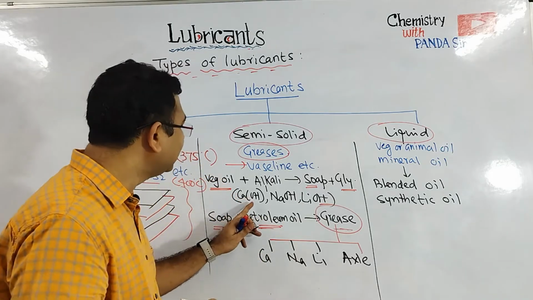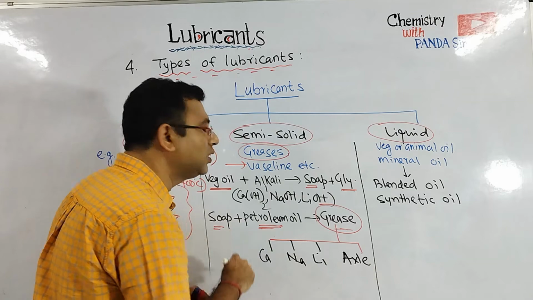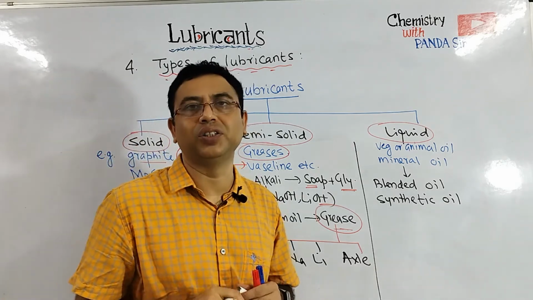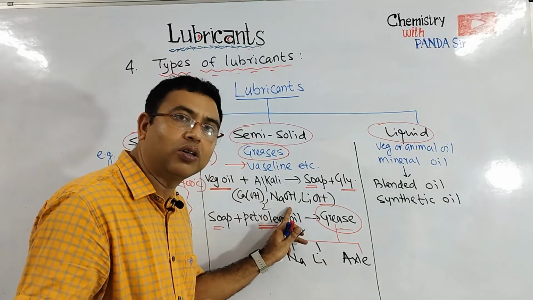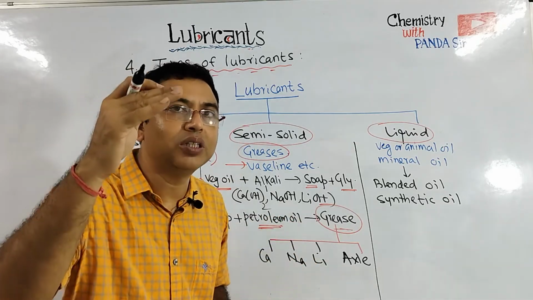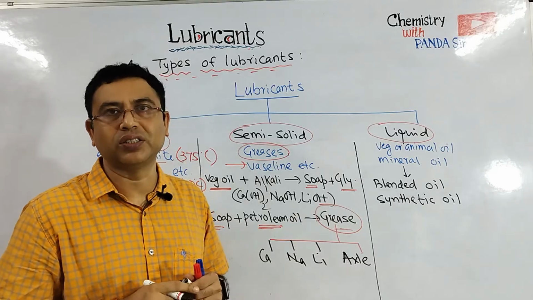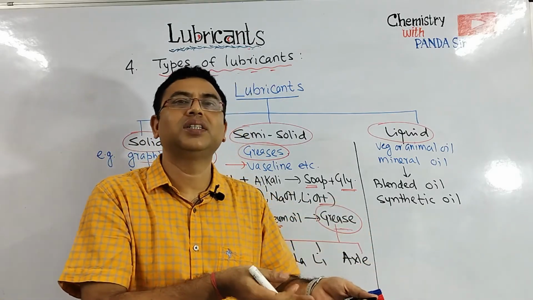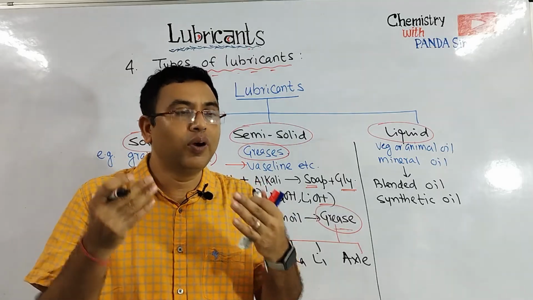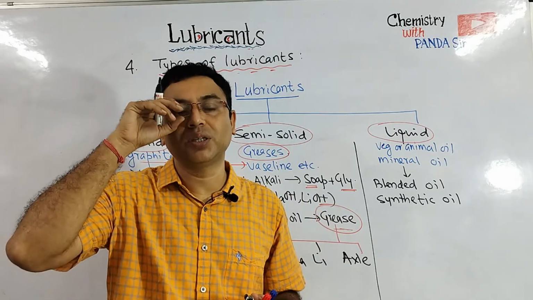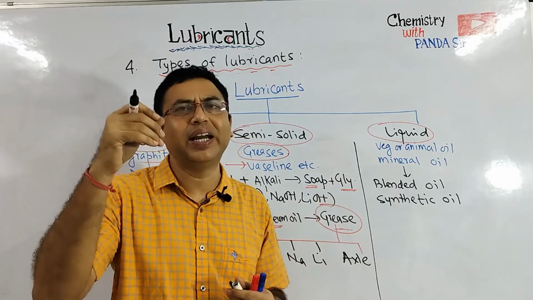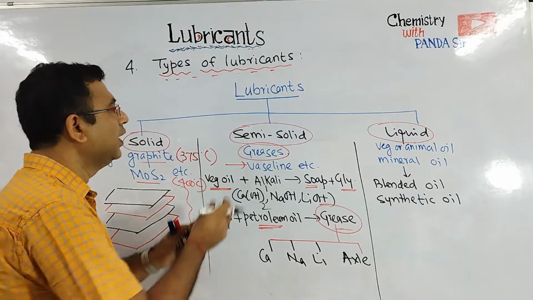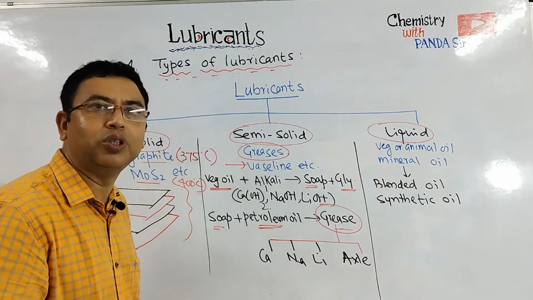If I am using calcium hydroxide as the alkali, calcium will give you very good water resistance, but on the other hand sodium hydroxide based grease gives you high thermal stability but poor water resistance. On the other hand, lithium hydroxide gives you both properties, water resistance as well as thermal stability, where we can change the temperature stability of the lithium based grease by adding some additive. So this is how the grease is formed, okay, and this is all about the semi-solid lubricant.